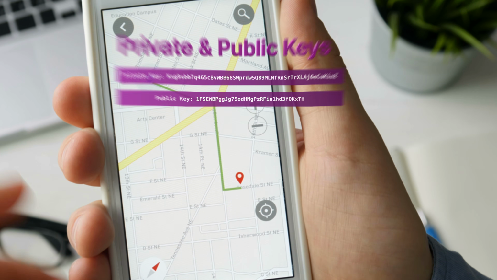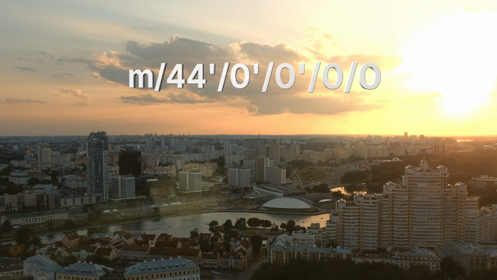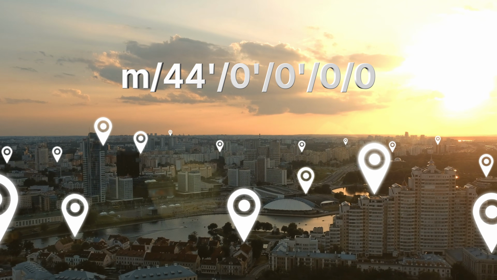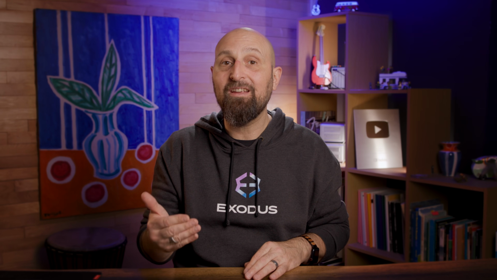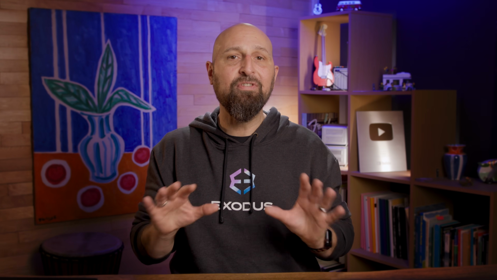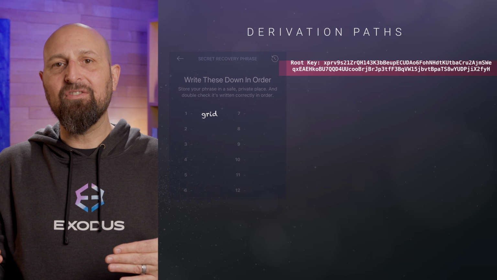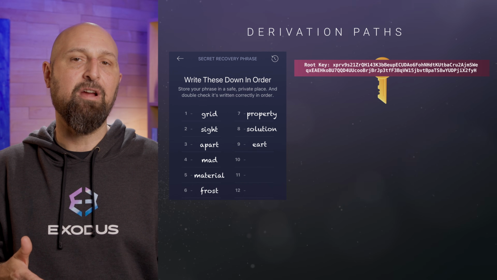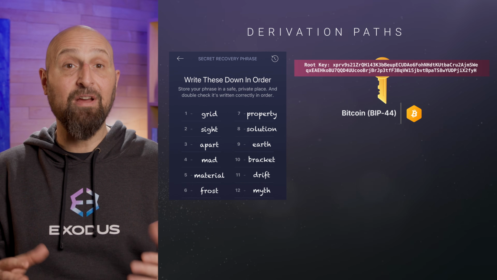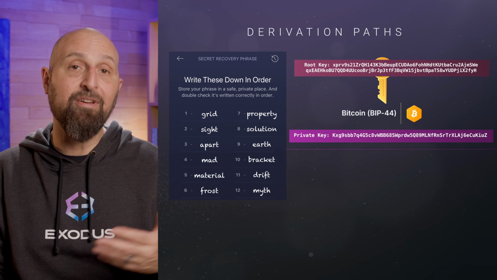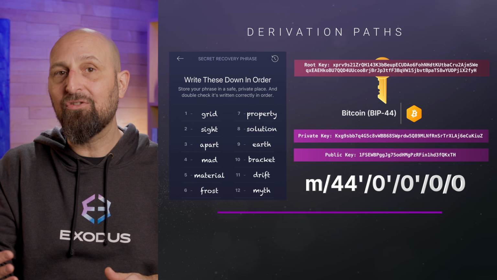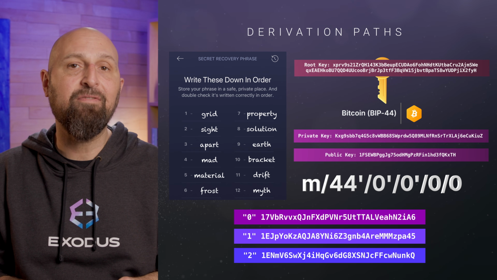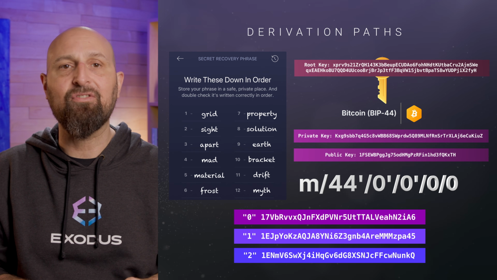specific private and public keys. It's a structured sequence of numbers and possible apostrophes that guide your wallet to the exact location where your keys are derived. When you set up a wallet, a master seed is generated from your recovery phrase. Now, this seed serves as the foundation for deriving all of your private and public keys. The derivation path then provides instructions for your wallet to locate and derive keys generated from this master seed.